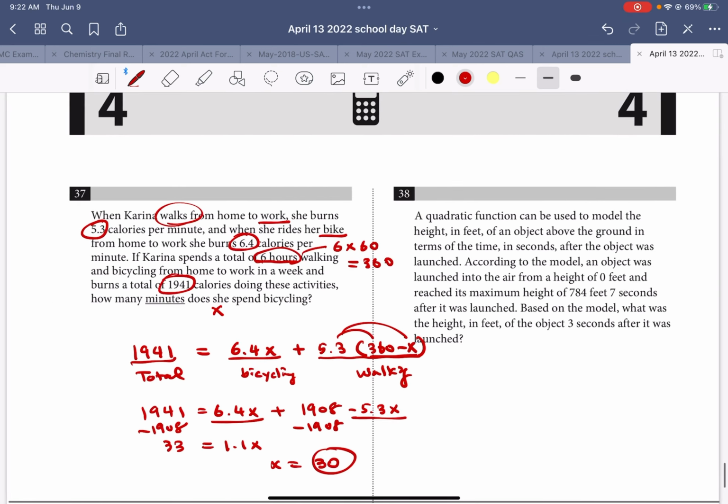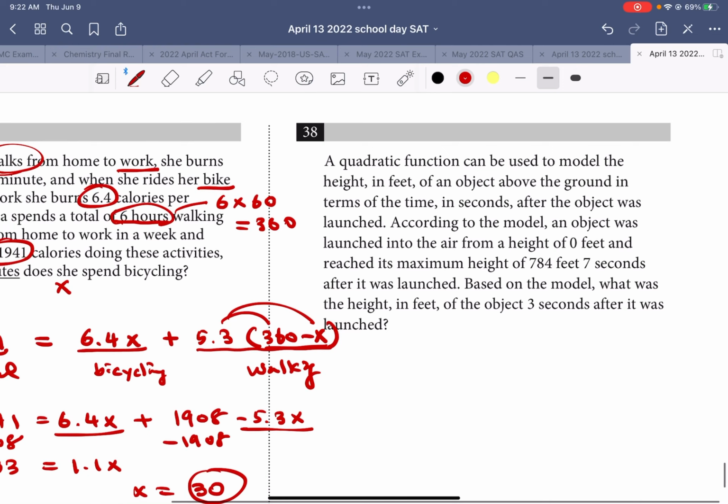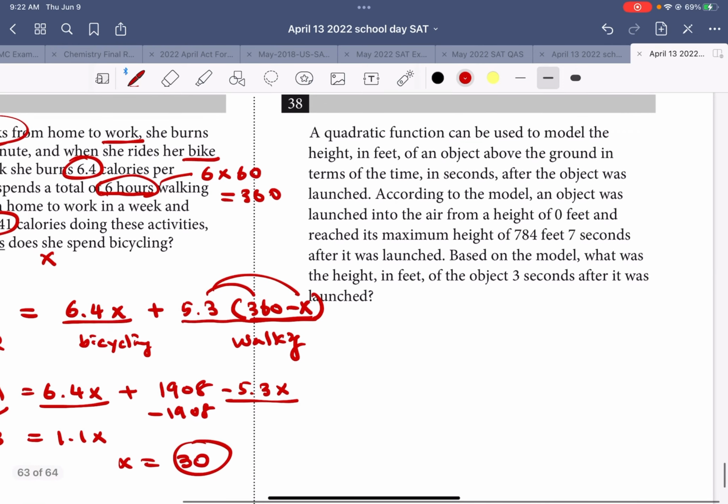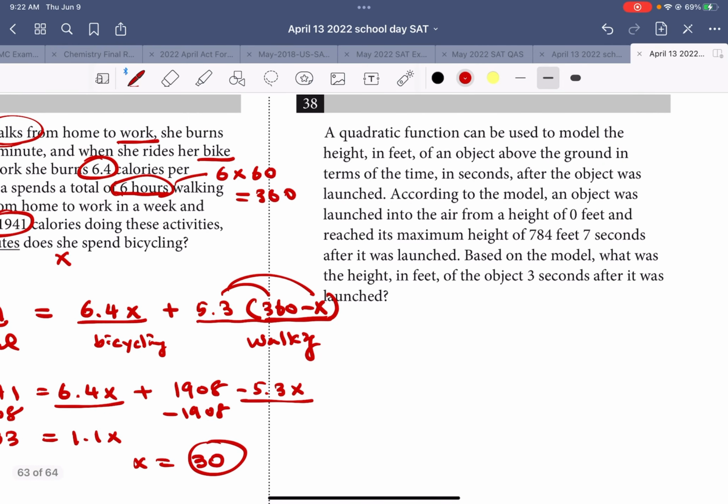Okay, last one in this unit. Number 38. A quadratic function can be used to model the height of an object above the ground in terms of time in seconds after the object was launched. According to the model, the object was launched into the air from a height of 0, and reached the maximum height of 784 feet 7 seconds after it was launched. Based on the model, what was the height of the object 3 seconds after? Okay, so let me quickly draw the situation here.